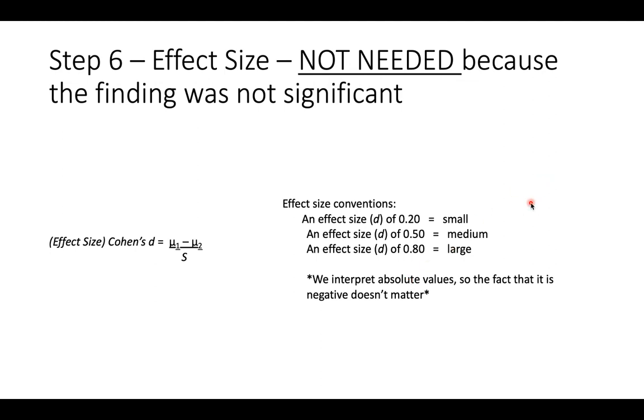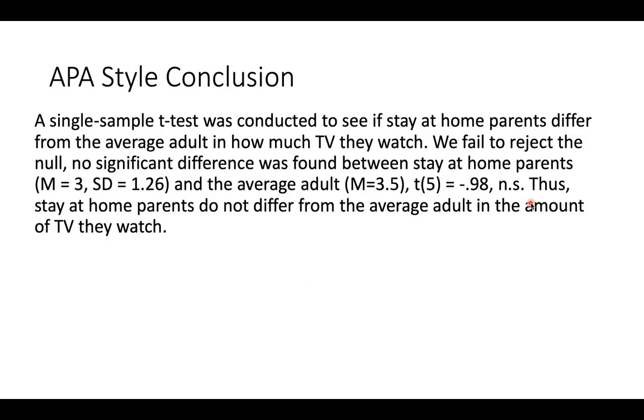Now, because we failed to reject the null, because we were not statistically significant, we do not need to calculate an effect size. We don't need to know the size of the effect because there was no effect. If there is no effect, then its magnitude is irrelevant. We don't need it. Just ignore step 6, ignore the effect size if you are not significant. If the t-test is not significant, meaning we fail to reject the null, then you ignore the effect size. If the t-test is significant, then we need to calculate the effect size. So we can move straight on to our APA-style conclusion.